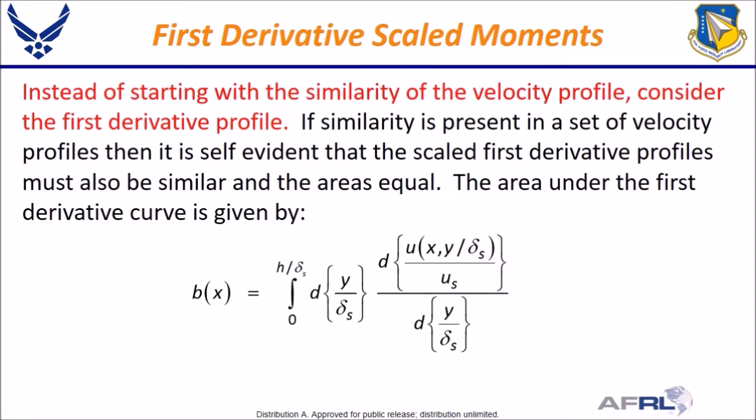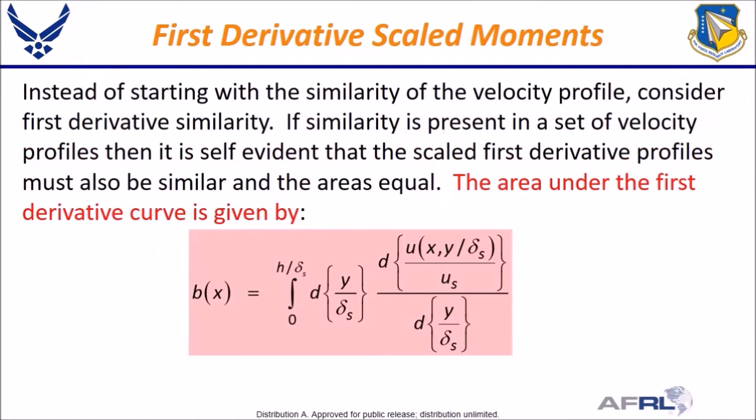Instead of starting with the similarity of the velocity profile, consider the first derivative profile. If similarity is present in a set of velocity profiles, then it is self-evident that the scaled first derivative profiles must also be similar and the areas equal. If the scaled velocity profiles plot on top of one another, if they are essentially identical, then obviously the derivatives will also look similar. The area under the first derivative curve is given by this equation.